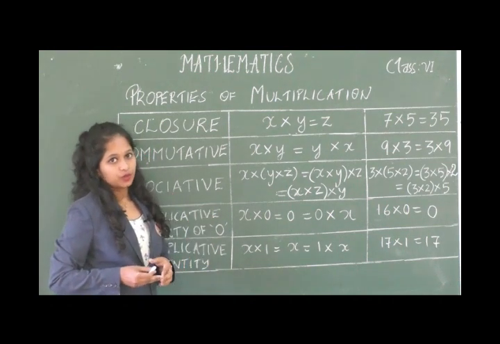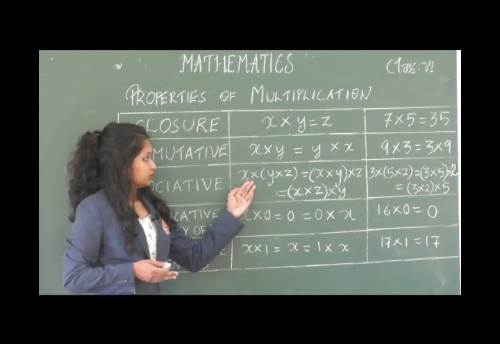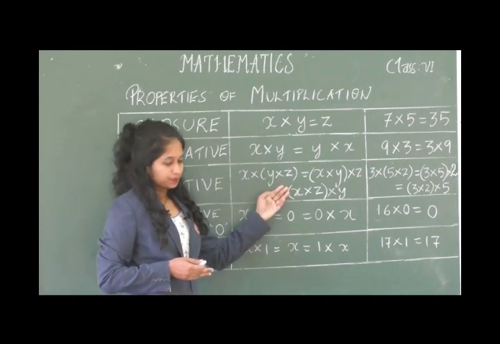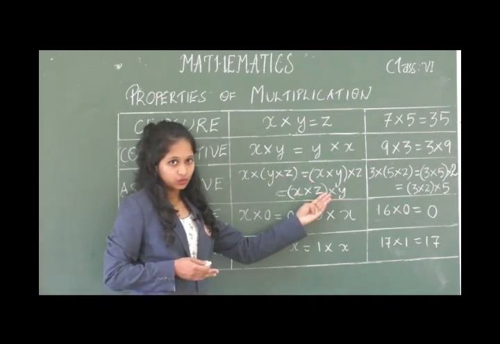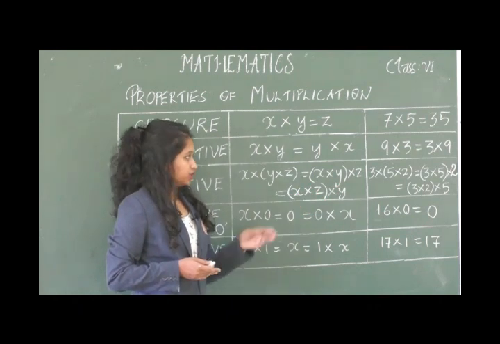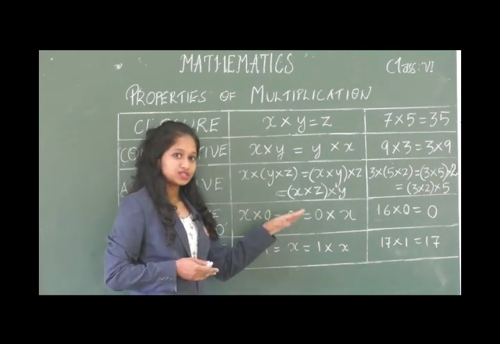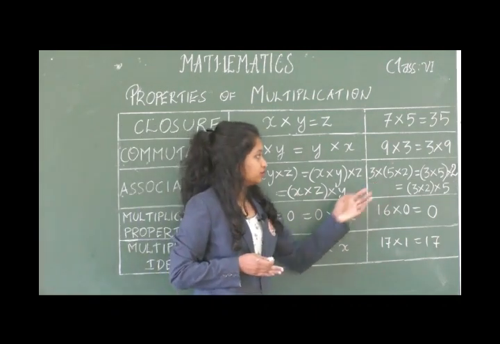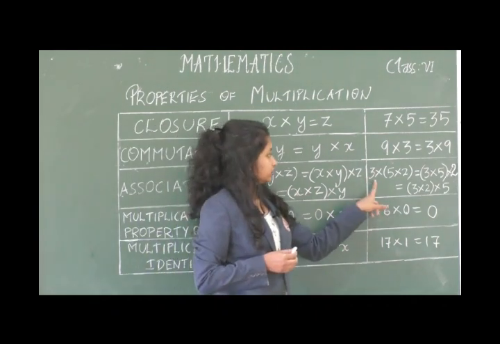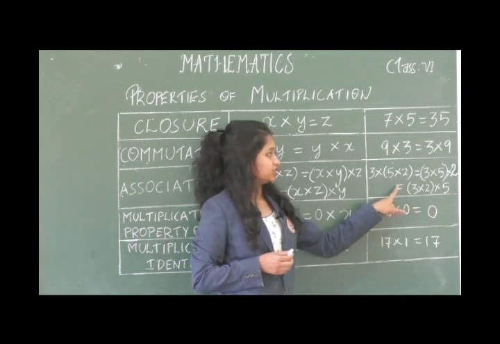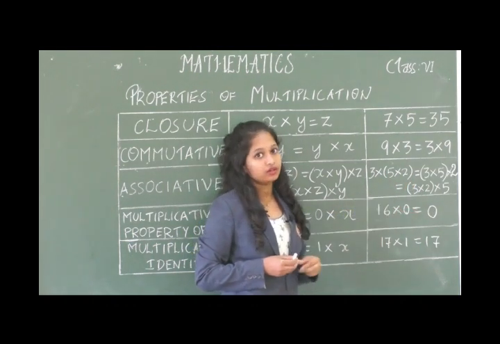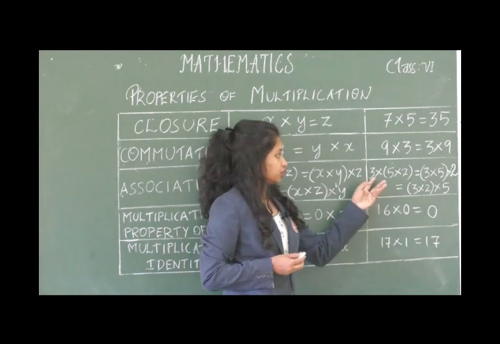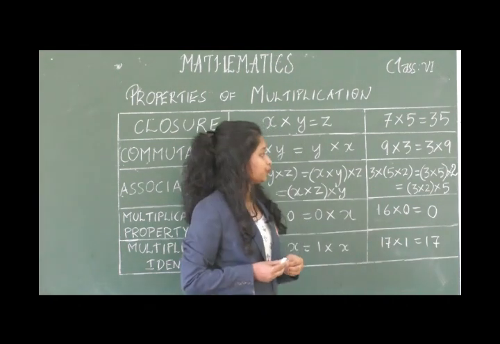About associative property, x into y into z is equal to x into y into z, that is equal to x into z into y. You will understand with an example. Here, 3 into 5 into 2. First you multiply 5 and 2, you get 10. 3 into 10, 30.